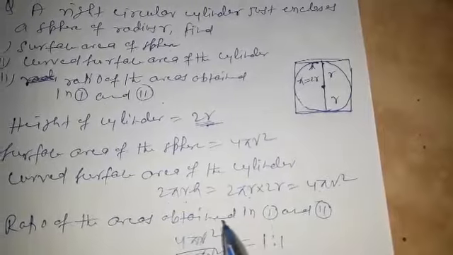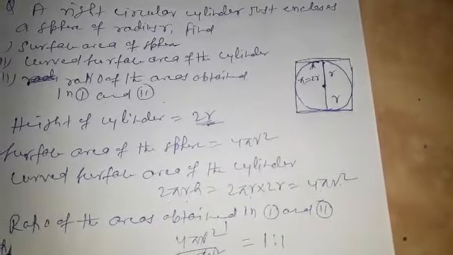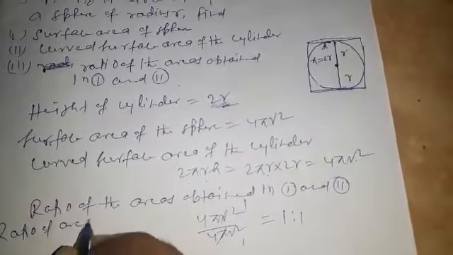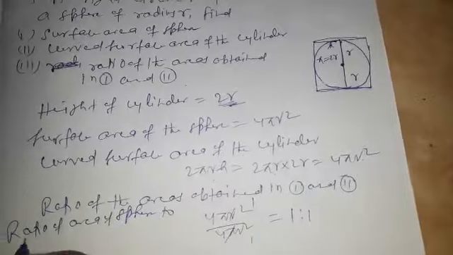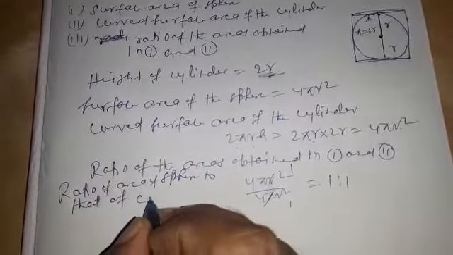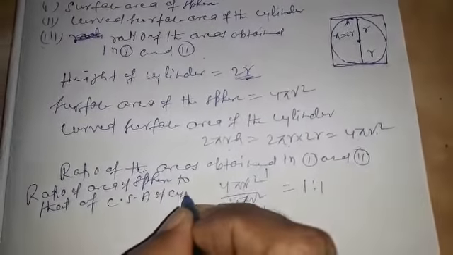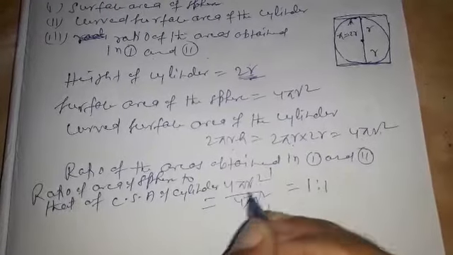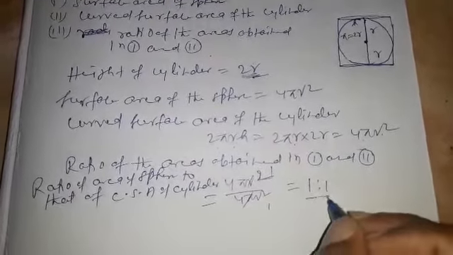Now the third part is the ratio of the areas obtained in first and second. It means the ratio of the area of the sphere to that of the curved surface area of the cylinder is equal to 4 pi r square by 4 pi r square. Cancel, 1 is to 1.